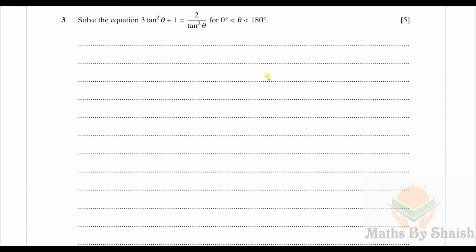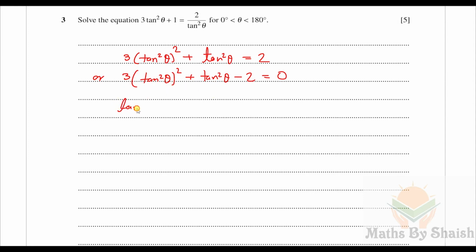Here's the next question, question number 3. Solve the equation 3 tan square theta plus 1 is equal to 2 over tan square theta for theta between 0 to 180. So we will cross multiply, and we will get 3 times (tan square theta) whole square plus tan square theta is equal to 2, or we can write it as 3 times (tan square theta) whole square plus tan square theta minus 2 is equal to 0. Now it is quadratic in tan square theta, so we can use the quadratic formula to get tan square theta.